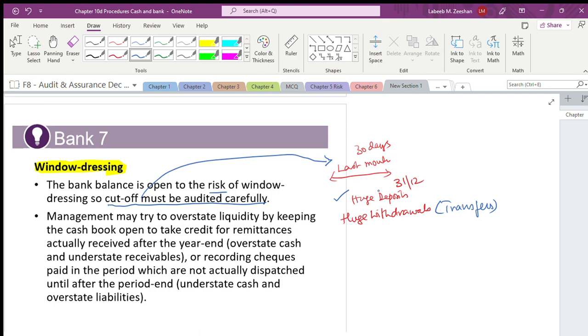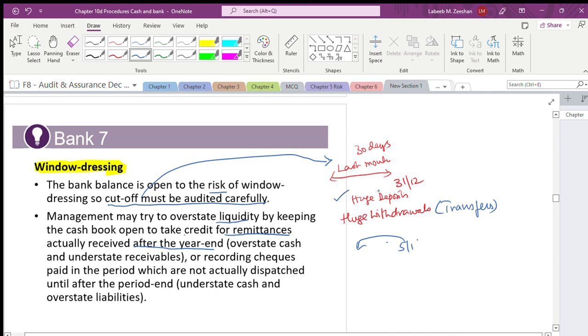Management may try to overstate liquidity by keeping the cash book open to the credit for remittances actually received after the year end. Something we are going to receive on 5th of January, we will say no.